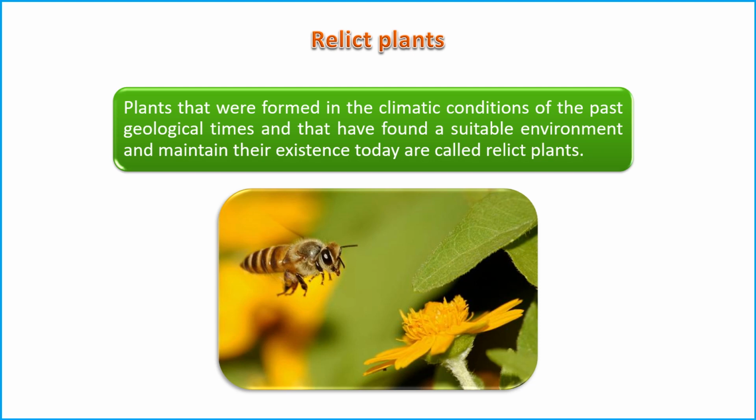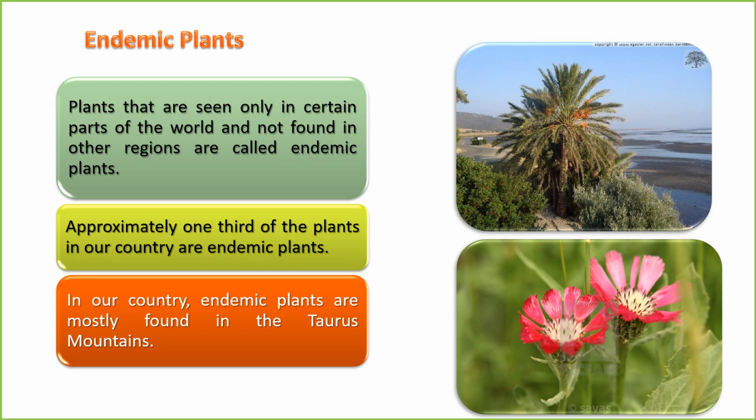Studying relict plants can provide valuable insights into the historical ecology of a region and the changes it has undergone. Endemic plants are species that are native to and found only in a specific geographic region, and they are not naturally occurring anywhere else in the world. These plants have a restricted distribution, and their presence is closely tied to the unique environmental conditions of the particular area they inhabit. Endemism can occur at various spatial scales, ranging from a single locality to an entire country or continent. Several factors contribute to the development of endemic plant species.